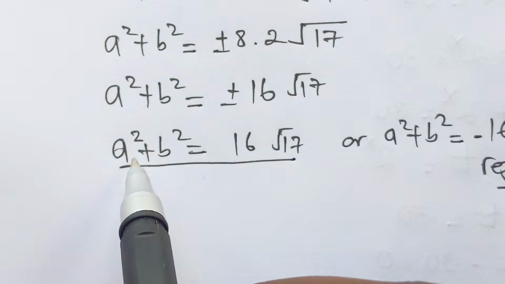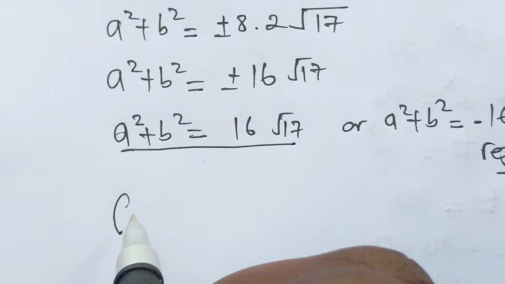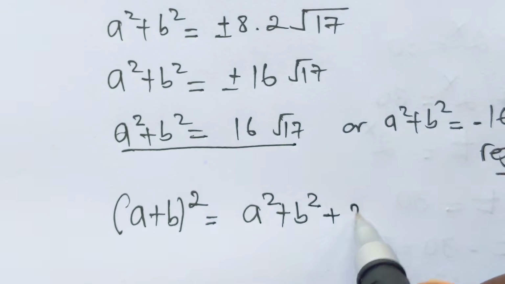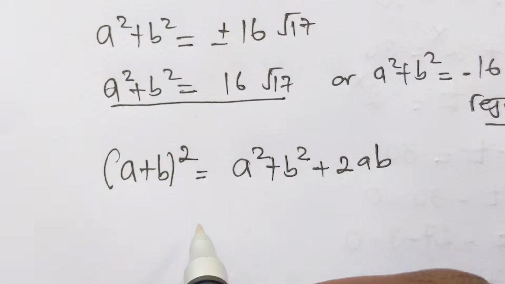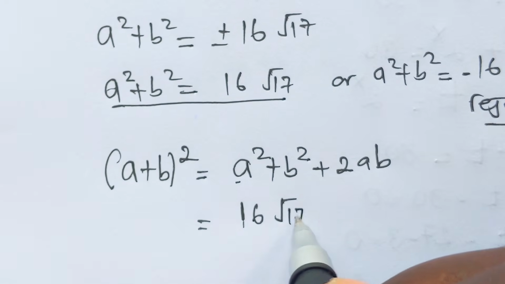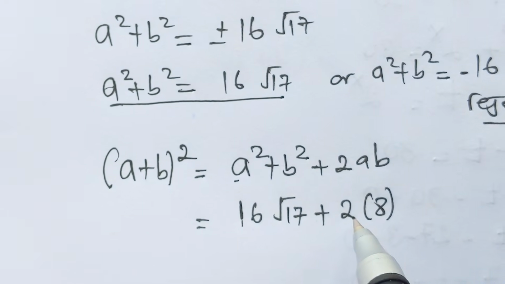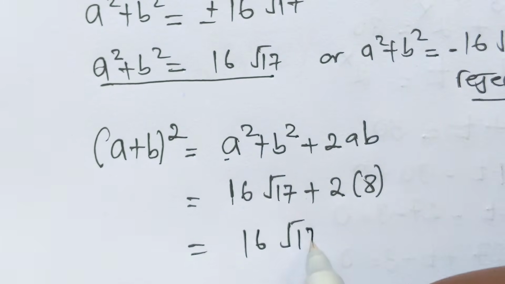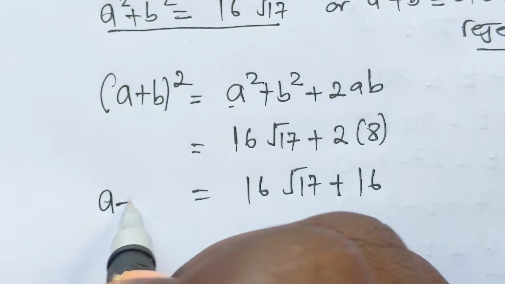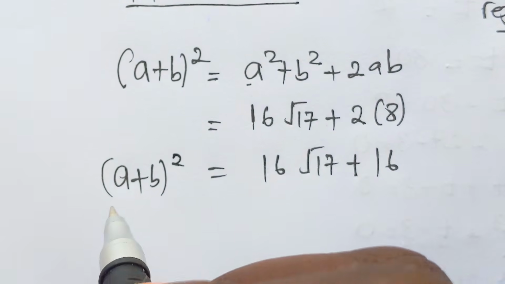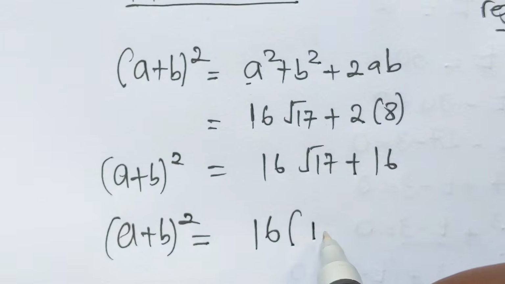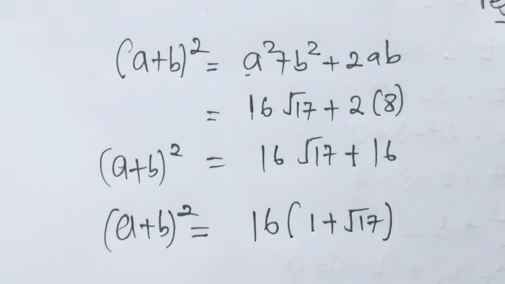Which formula can give us a squared plus b squared? It is this one: a plus b squared is equal to a squared plus b squared plus 2ab. And of course we have this one. We have a plus b squared, which equals 16 square root of 17 plus 2 times 8. This will be 16 square root of 17 plus 16, right? And this is a plus b squared, which is equal to 16 factor out 1 plus square root of 17.